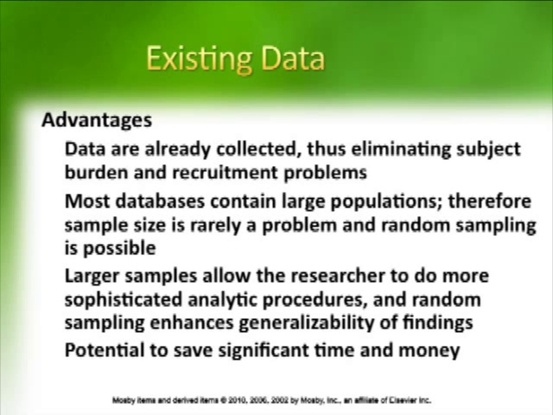Some of the advantages of existing data are the data are already collected, thus eliminating subject burden and recruitment problems. Most databases contain very large populations, therefore sample size is rarely a problem, and random sampling is possible. Larger samples allow the researcher to do more sophisticated analytic procedures, and random sampling enhances generalizability of the findings, and there's potential to save significant time and money.